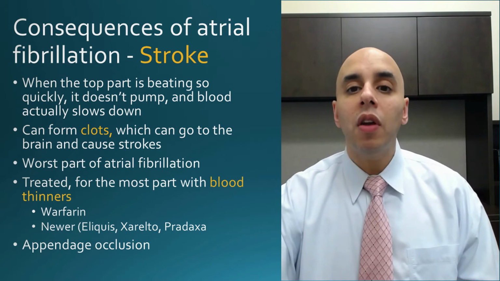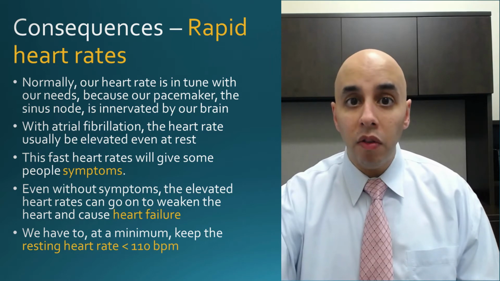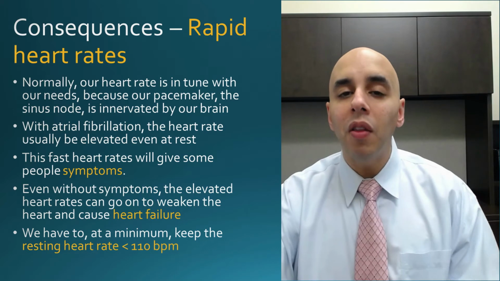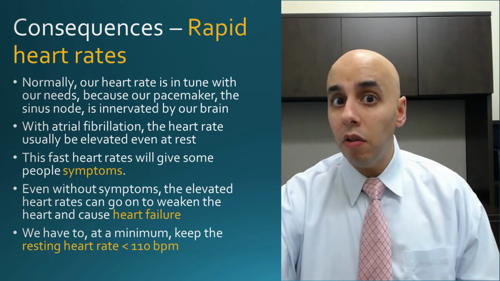The second major consequence of atrial fibrillation is the rapid heart rate. So normally our heart rate is controlled by our sinus node, and that gives a nice and regular heart rate, and it typically keeps the heart beating about 60 to 100 beats a minute.